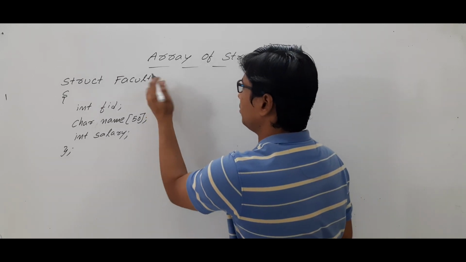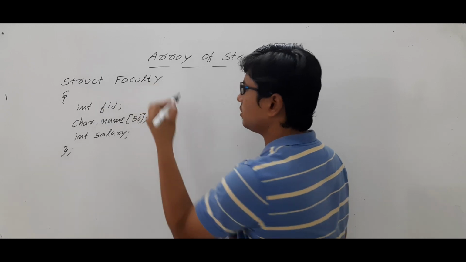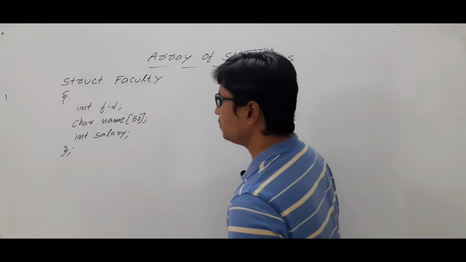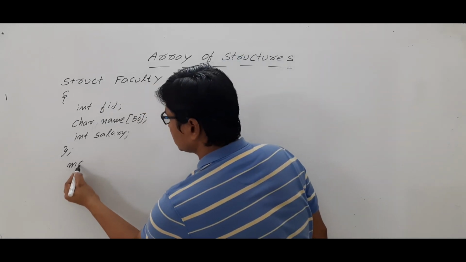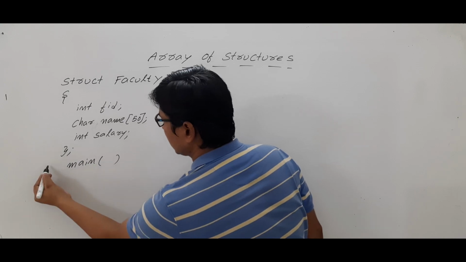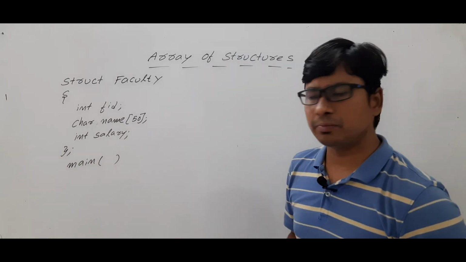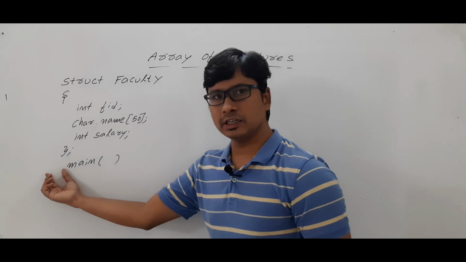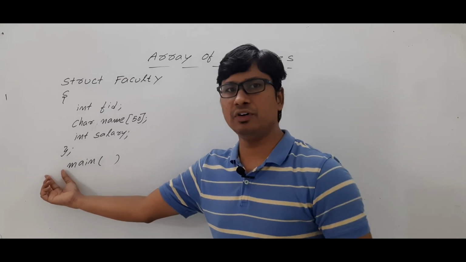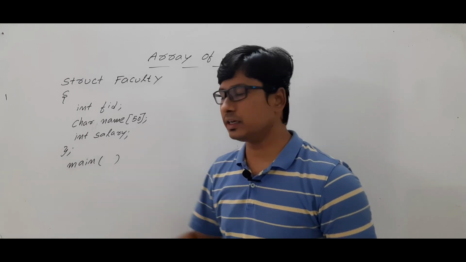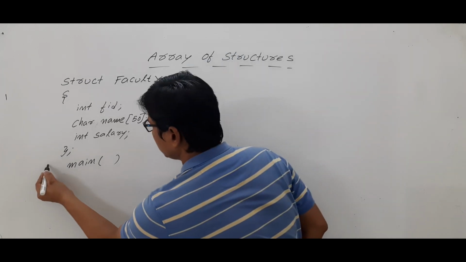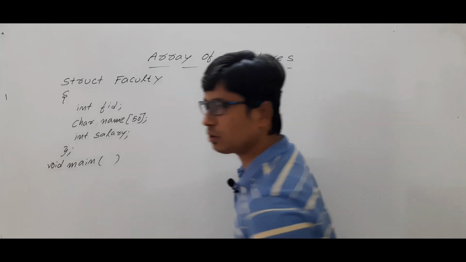Let me write the Y properly to avoid confusion. Now I have opened the main function, writing it as void main. Suppose I simply write main and I am not writing the return type. What will be the return type here? By default, the return type will be an integer. To avoid any return value, I am writing the keyword void.